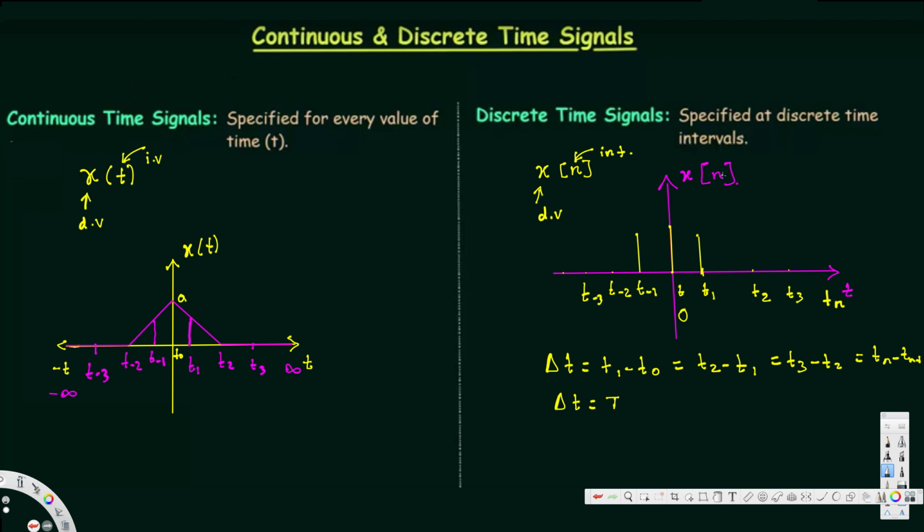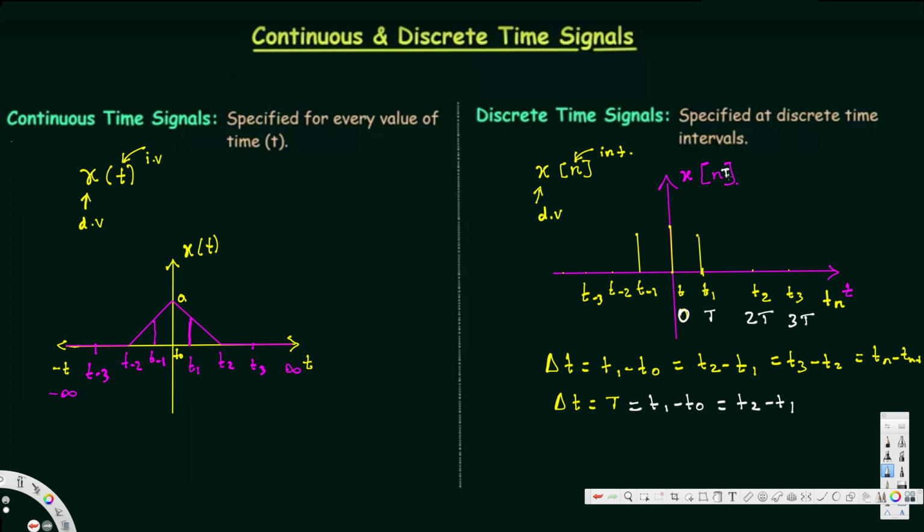Here we have x of n with n an integer, but for the x-axis we have t. So if this is x of n, we cannot have t. We are going to see how we derive n right here. If delta t is t, then t1 minus t0 is going to be t, then t2 minus t1 is also going to be t. So here we are going to have 2t, this is going to be 3t, and it goes like that. So instead of x of n, we have to write x of nt.